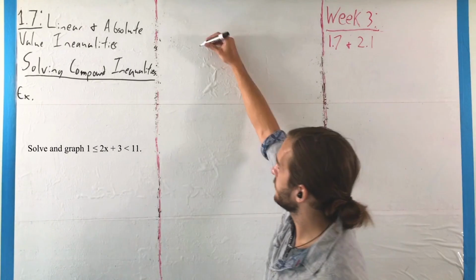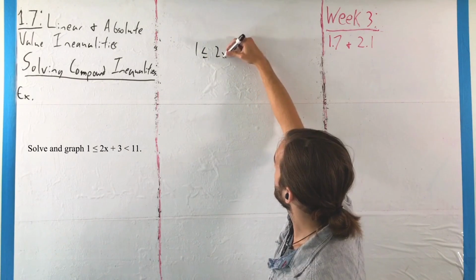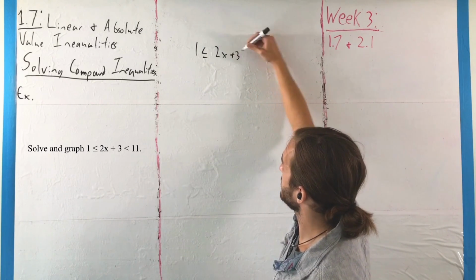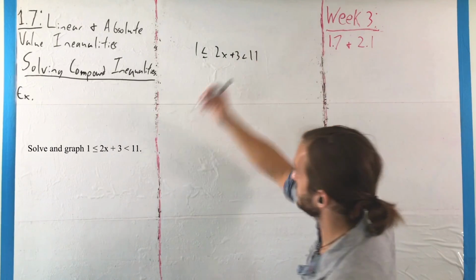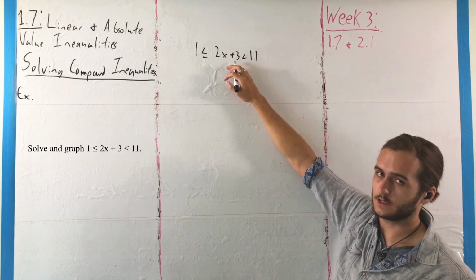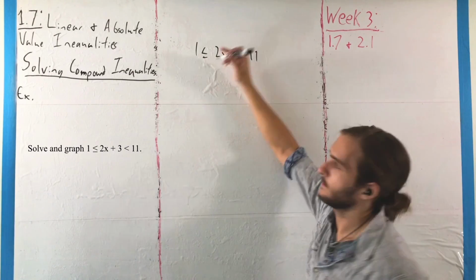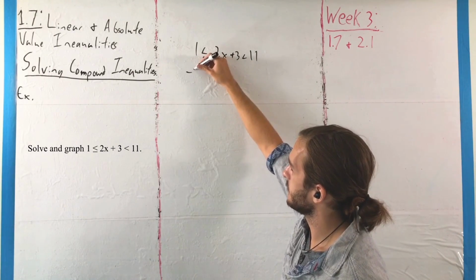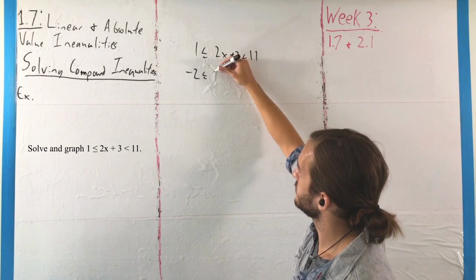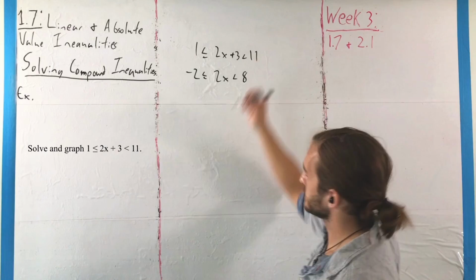So when we have something of this form, where we've got our linear term, or really whatever kind of term we're dealing with, stuck in the middle, if we're going to try and subtract that 3 to clear everything out, we have to subtract it from everything. So we're going to subtract a 3 from there. We get negative 2 is less than or equal to 2x. And then subtracting 3 from there, we get that this whole thing is less than 8.